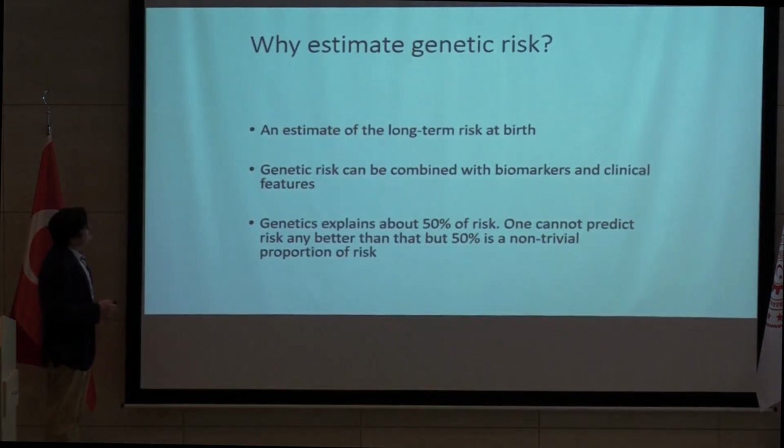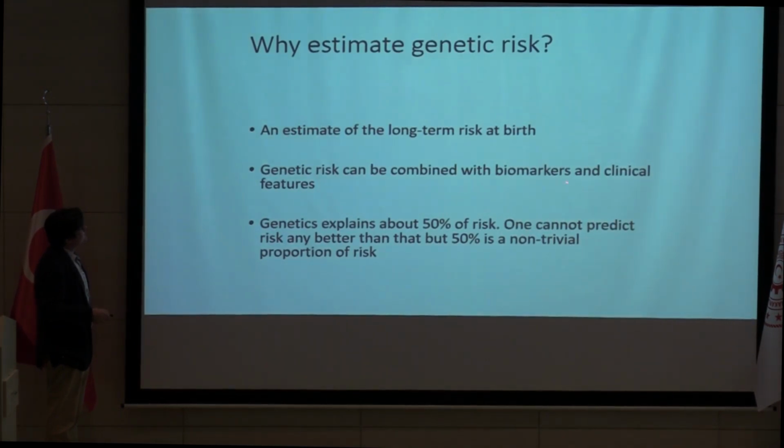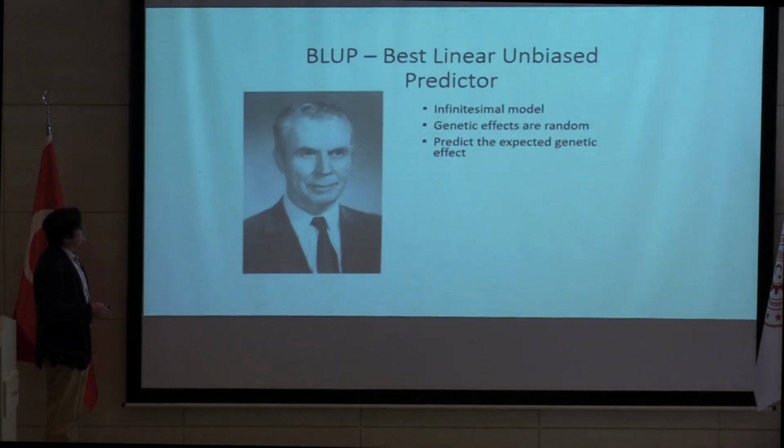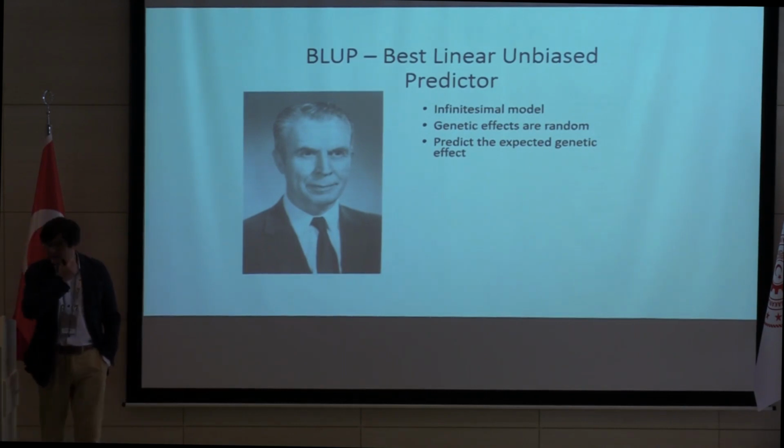Okay, and genetic risk is very good because you can estimate long-term risk at birth, you can combine it with biomarkers, and you can get non-trivial data. So, the whole story about polygenic prediction actually started before any DNA sequencing.